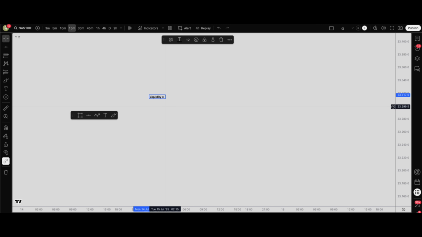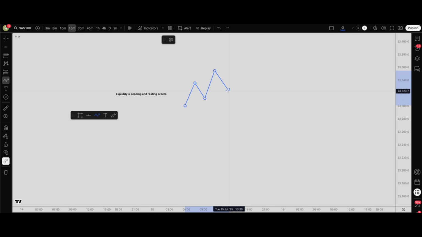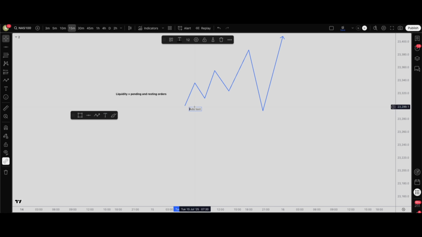A lot of people tend to use this word in the wrong way, but liquidity, simply stated, is pending and resting orders. So a liquidity sweep is when price comes and takes out these orders and then reverses the other way. Banks and institutions don't just place one big trade. They hunt for liquidity, which is clusters of stop losses, buy and sell limits, etc. Identifying where these orders lie is the key to sniper entries and consistent wins.